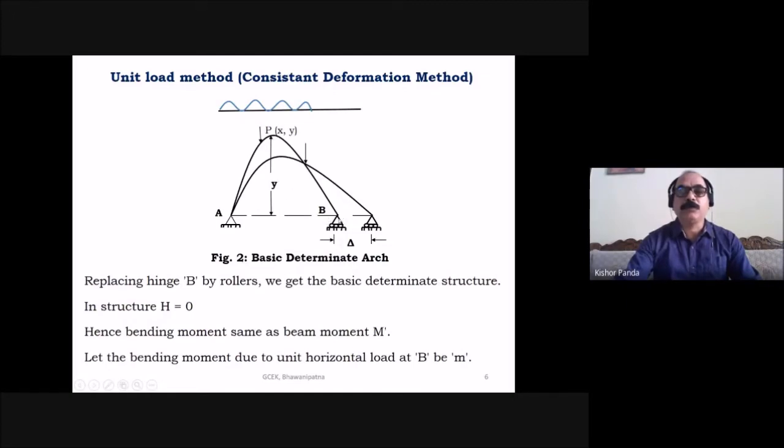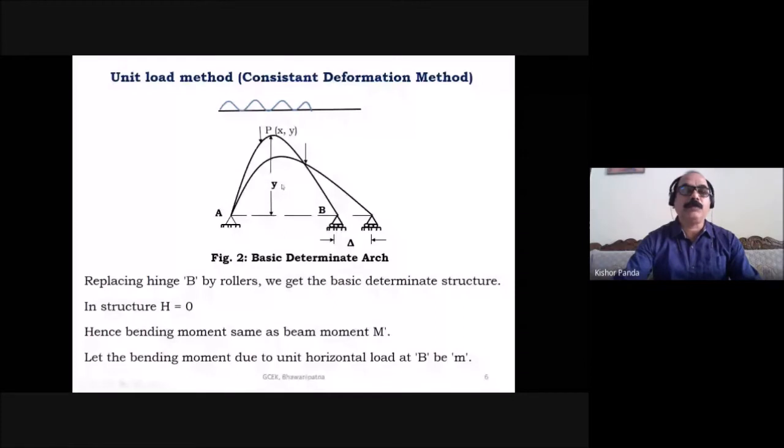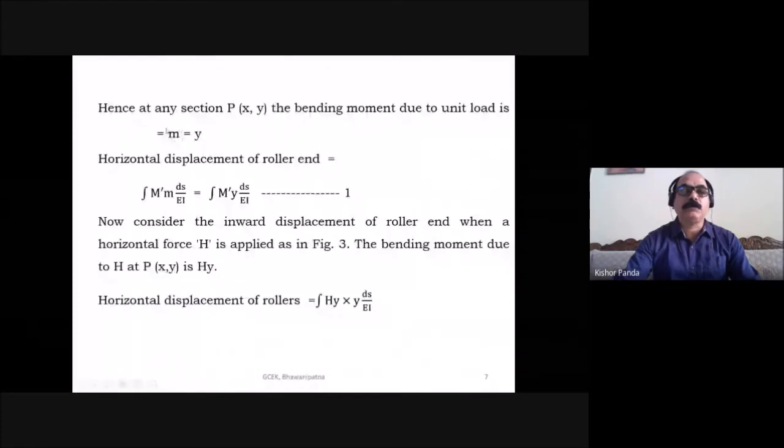So this is the unit force acting here at B, and the perpendicular distance is y. So what is the moment at P due to the unit load? It is 1 into y, which is equal to y. So this is the bending moment at P due to unit load, equal to y.